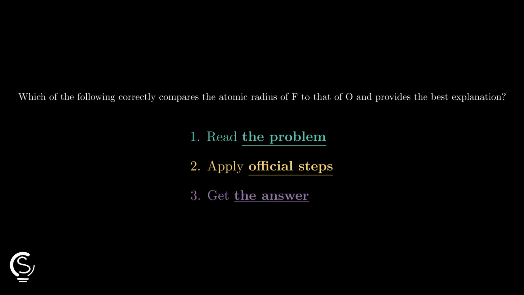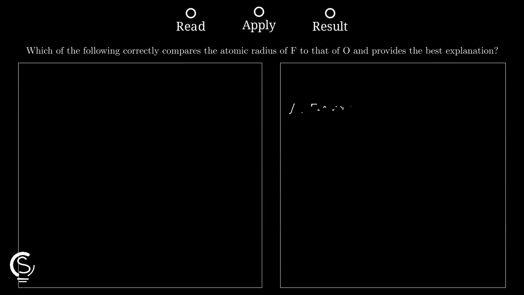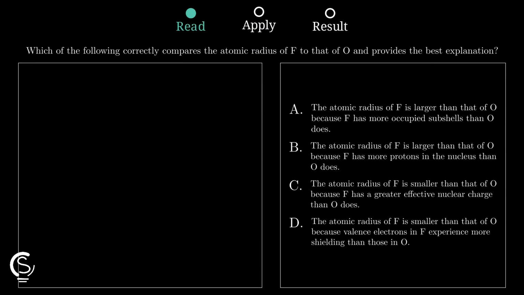Atomic radius questions get easy fast when you compare periodic trends instead of guessing, and this one takes just a few seconds to lock in. Fluorine and oxygen sit in the same period, so their valence electrons are in the same main energy level, which means the size comparison is not about extra shells at all.